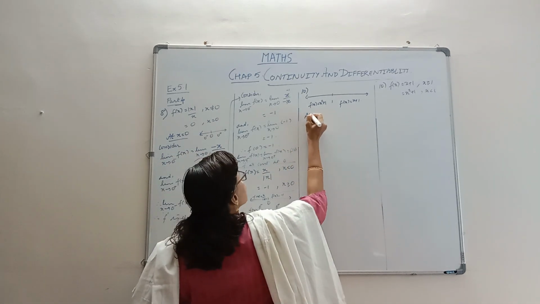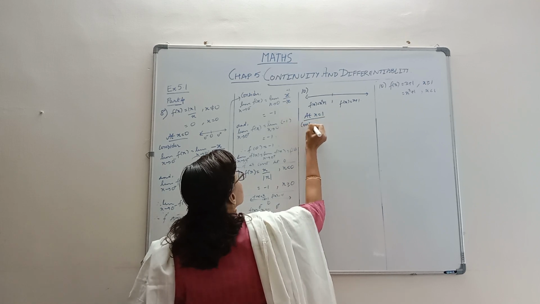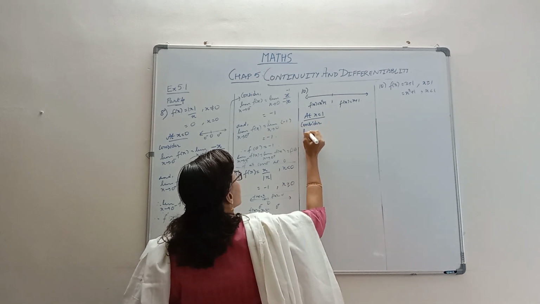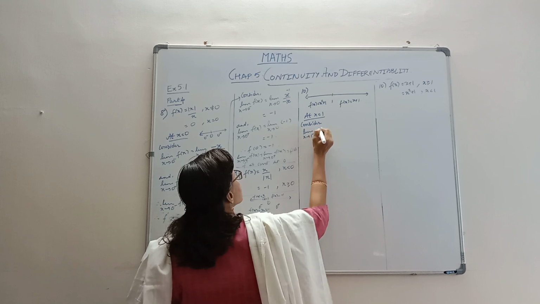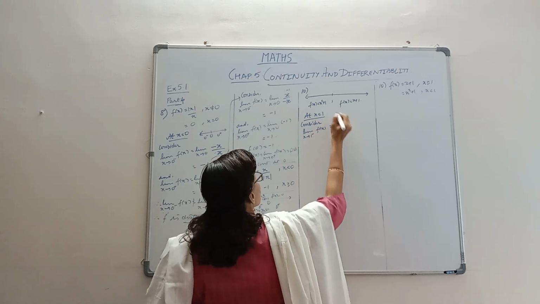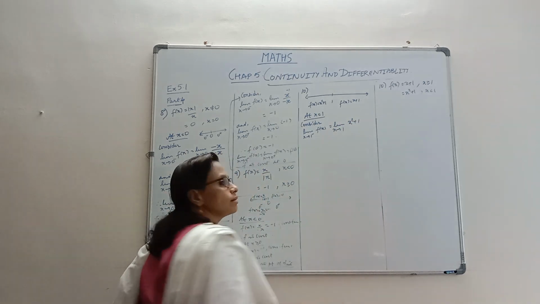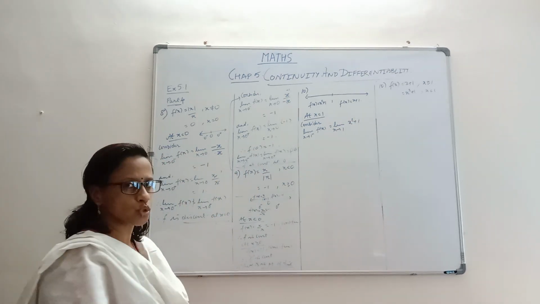So at x equal to 1, that is what we are doing. Consider the limit as x tends to 1 minus f of x. That means on the left side of 1. It's very clear to us from this figure that it is x squared plus 1. That means you can tend x to 1, very close to 1.